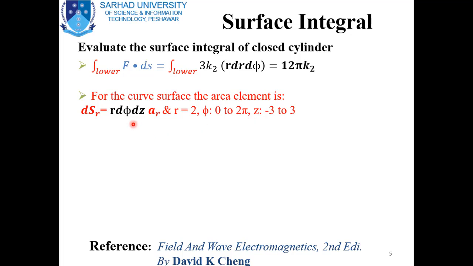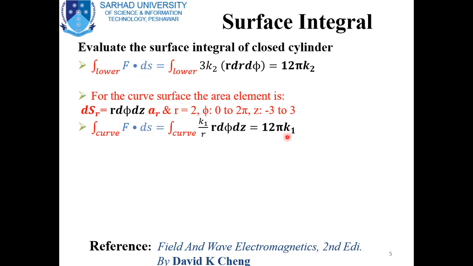So first we will take a dot product of this surface area with the given function. So our answer will be k1 divided by r d phi dz. So r will cancel with r, and we can integrate it only for d phi and dz. The limits are given, so our answer will be 12 pi k1.